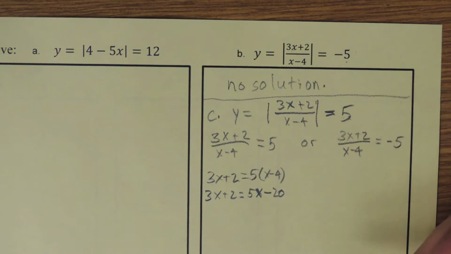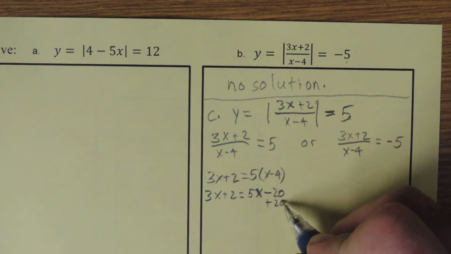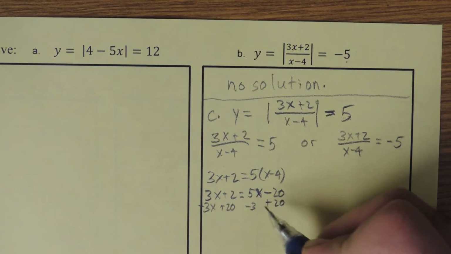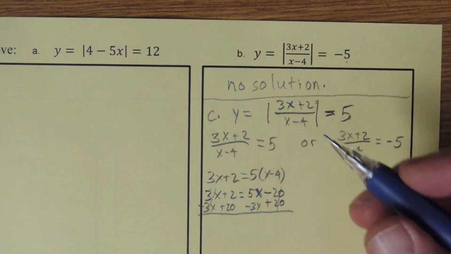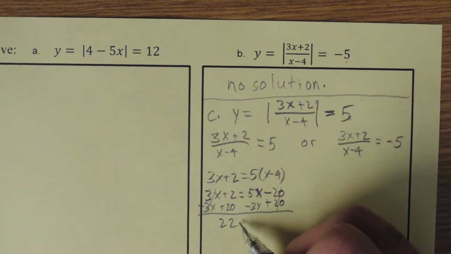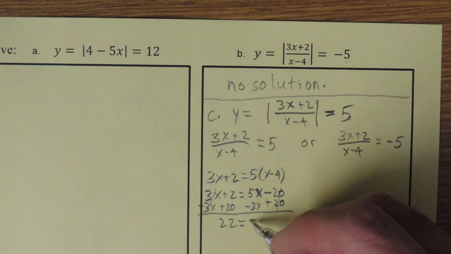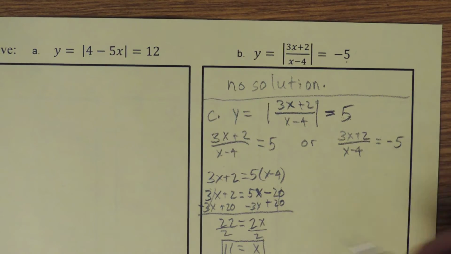And now I need to get all my x's on one side, all my numbers on the other side. I'm going to add 20 to both sides. And I'm going to subtract 3x from both sides. These cancel. 20 plus 2 is 22. And 5x's losing 3x's leaves me with 2x's. Now I divide both sides by 2. I get 11 equals x. That's one of my possibilities. The other possibility is over here.